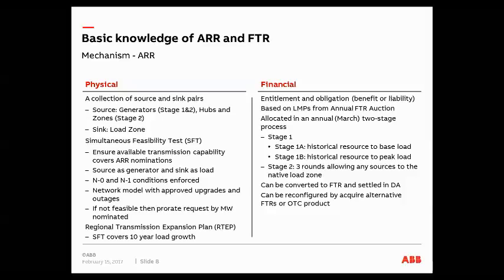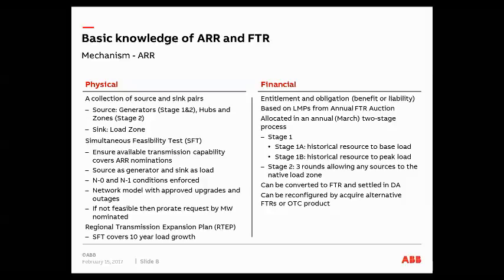At the end of the allocation, the final results will be forwarded to the regional transmission expansion plan, and then PJM, for example, will use 10 years of load growth to see if there are any necessary transmission expansions according to the ARR nominations.